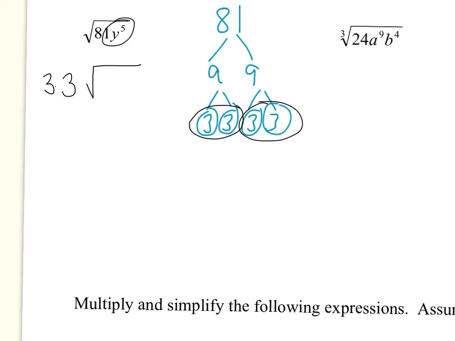How many groups of 2 are there in y to the 5th? Well, there are 2 groups of 2 in y to the 5th, and there's 1 left over. So if I multiply those numbers out front, 3 times 3 is 9. We have the y squared, and then we have the y left inside.